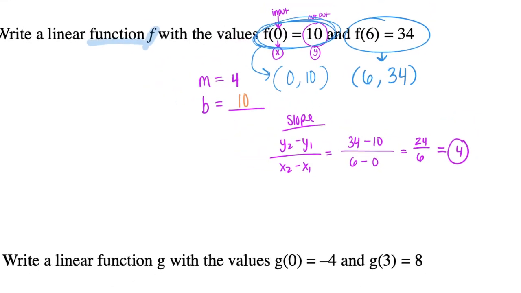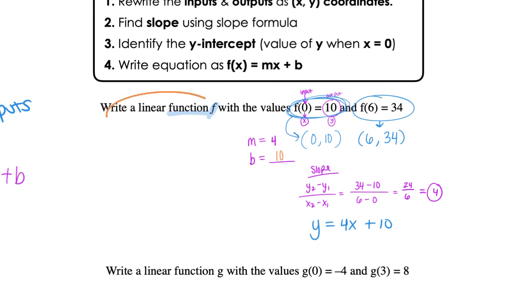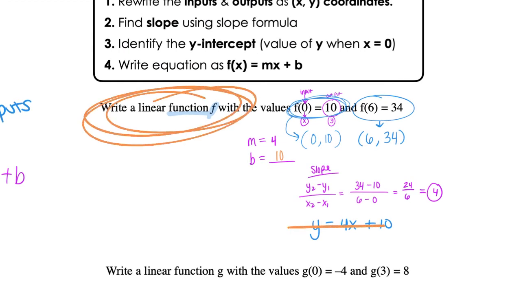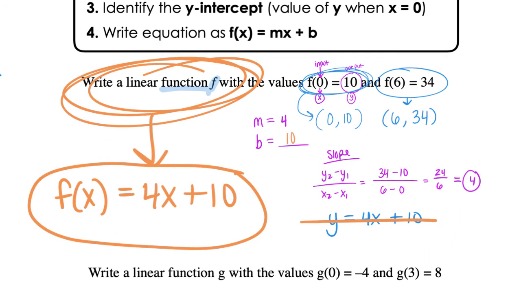Now, this is where it gets a little tricky. If you do this, y equals 4x plus 10, that's actually not quite right because they wanted it in function notation. So instead of y equals 4x plus 10, we're going to do it like this. f of x equals 4x plus 10. That's the only difference. We're not writing y equals, we're writing f of x equals. And that's really the only thing that's weird about this. You do it the same exact way, you just put your little f of x first instead of y.